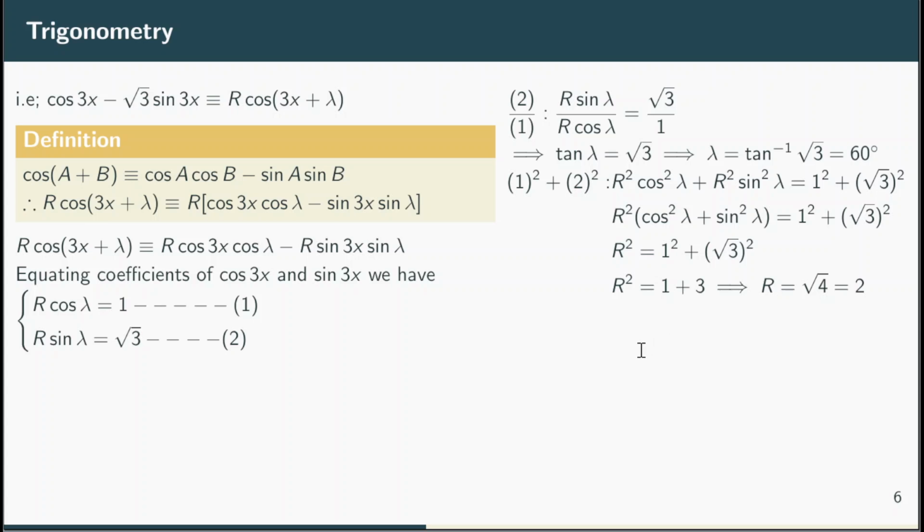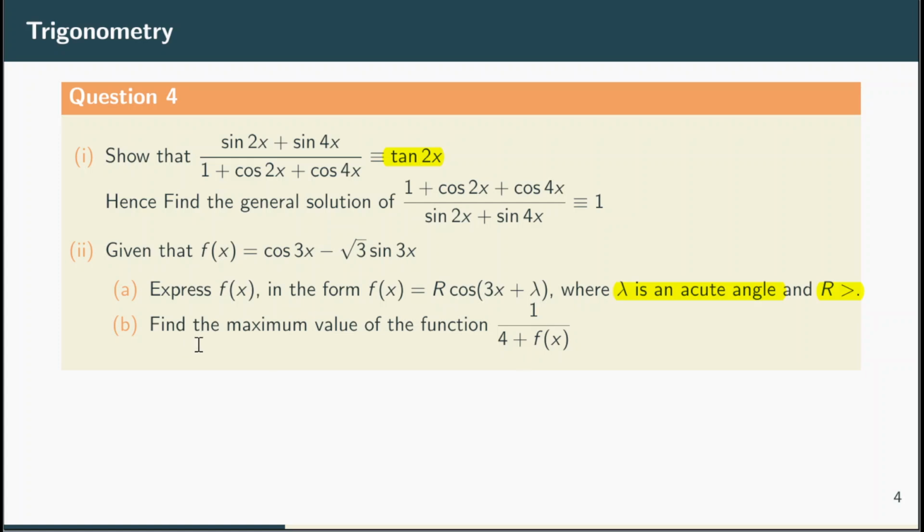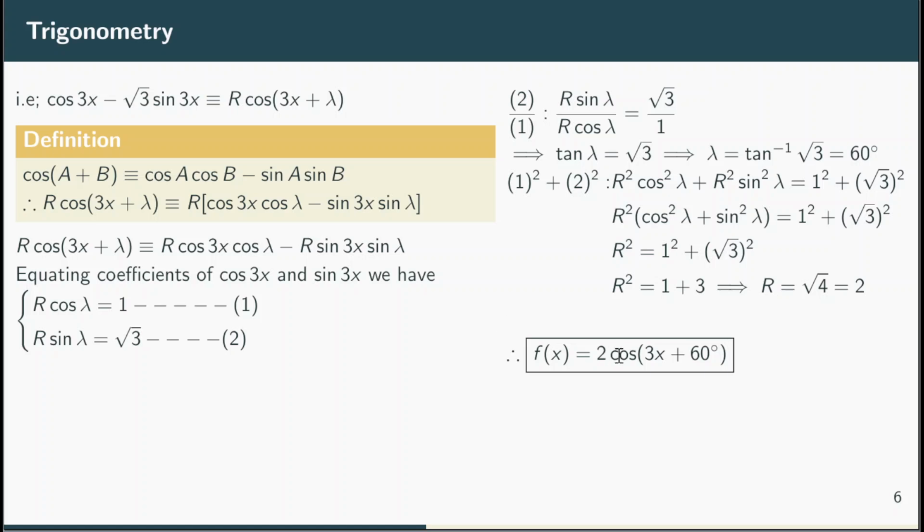So now I have the value of lambda and the value of r. So f of x can now be written as 2, because that is the value of r, cos of 3x plus 60 degrees, the value of lambda. Now let us answer the last part of the question. We have been asked to find the maximum value of this expression. Maximum value means the greatest value or the highest value that it can have. We can do that because the cosine and the sine functions are bounded functions. That means they are bounded between two boundary values. And when you solve for r and express it in this form, r, which is 2, is always the maximum value of that function.